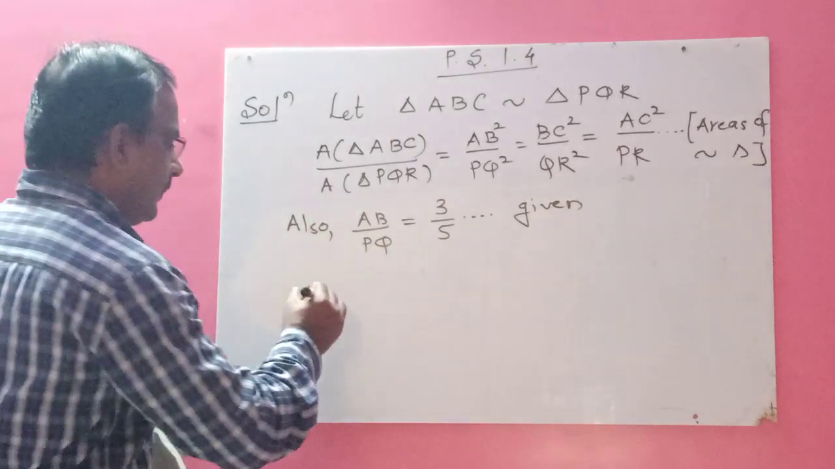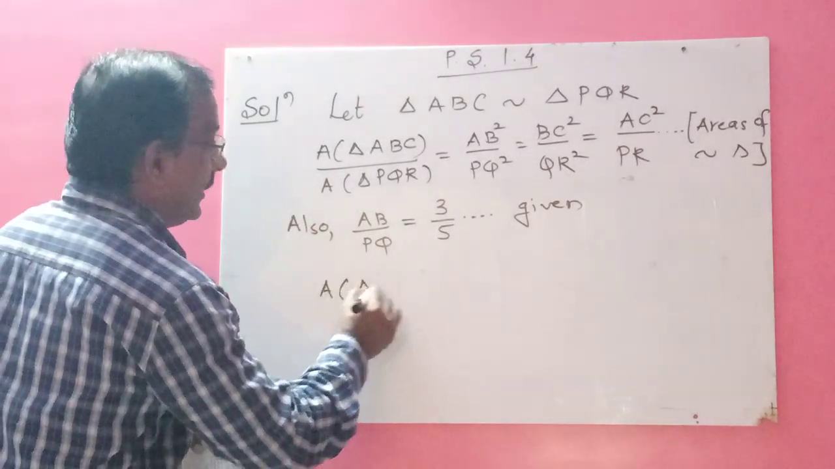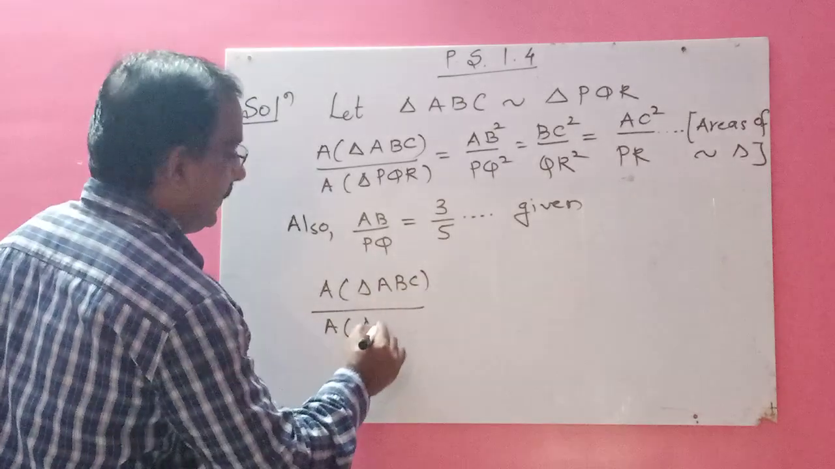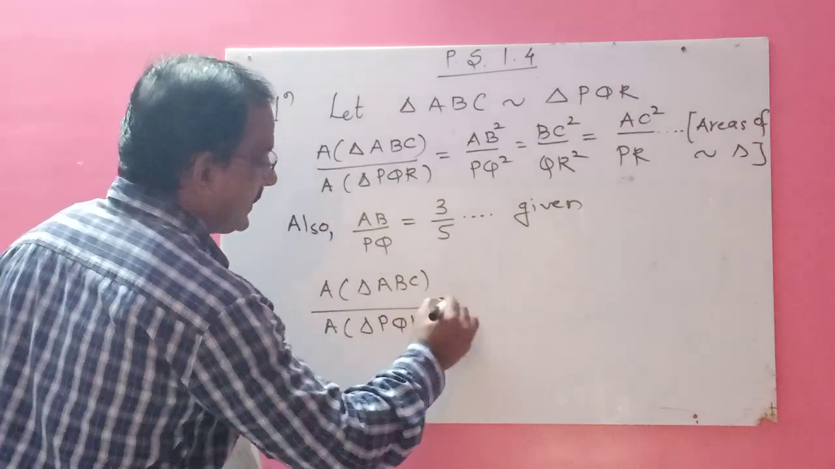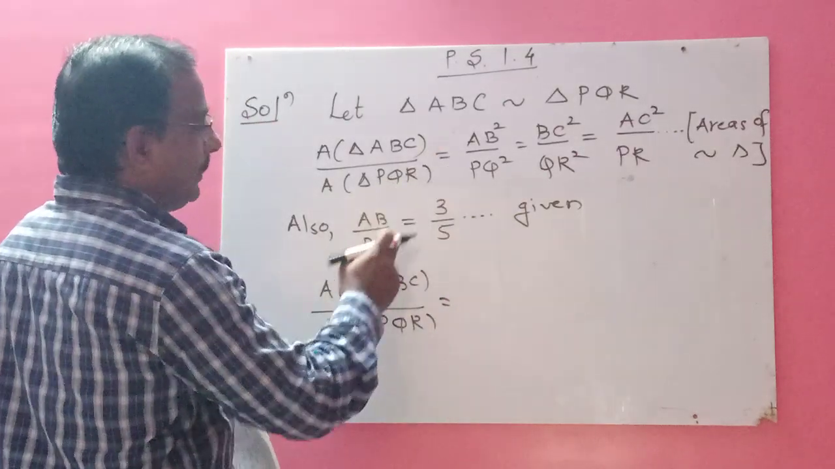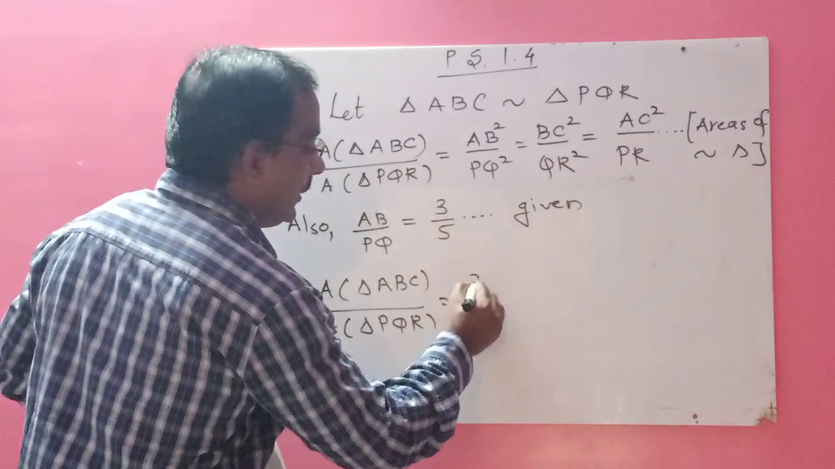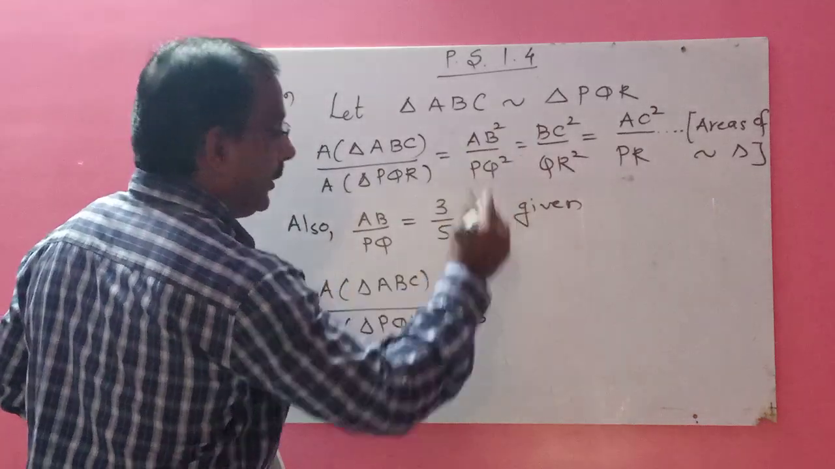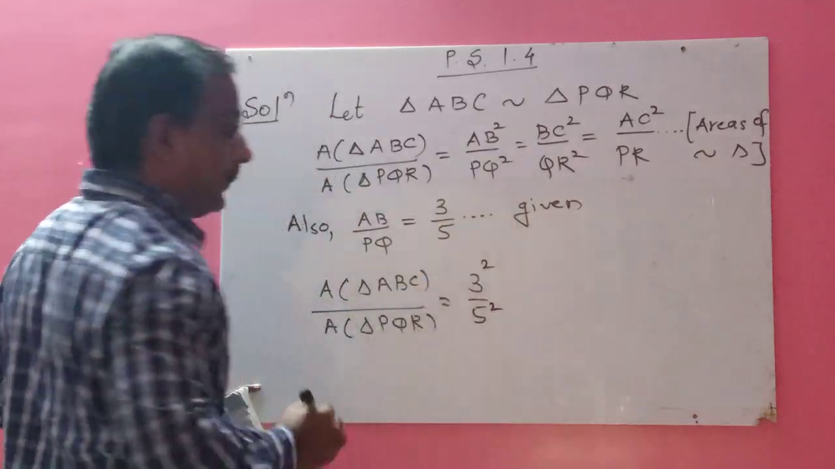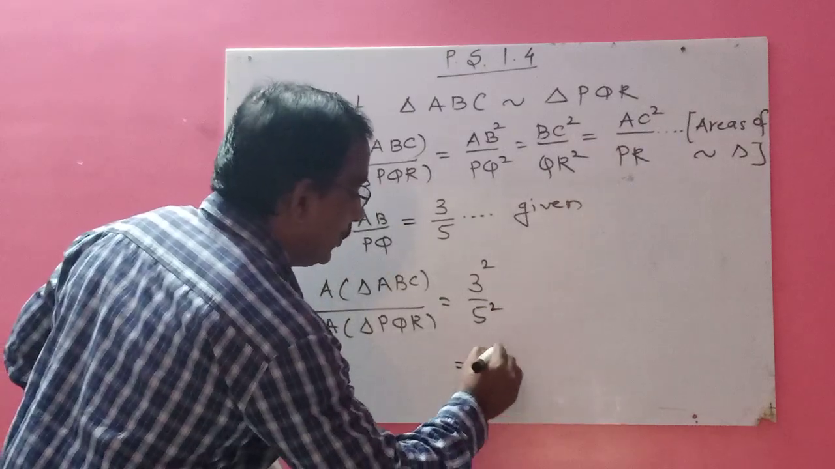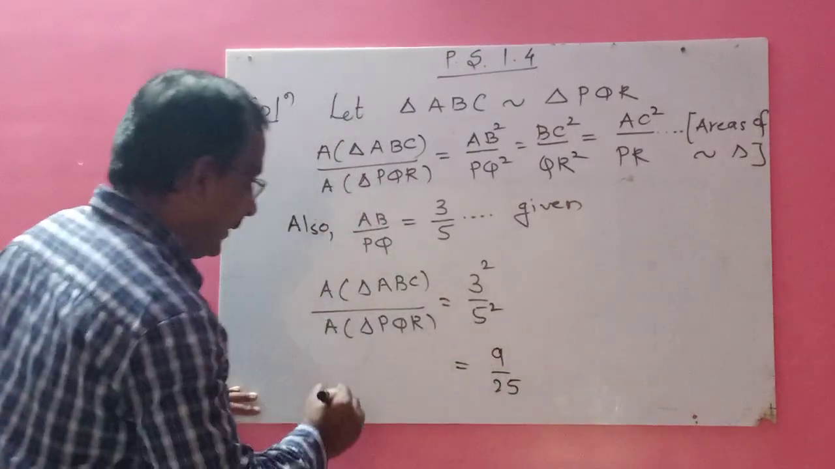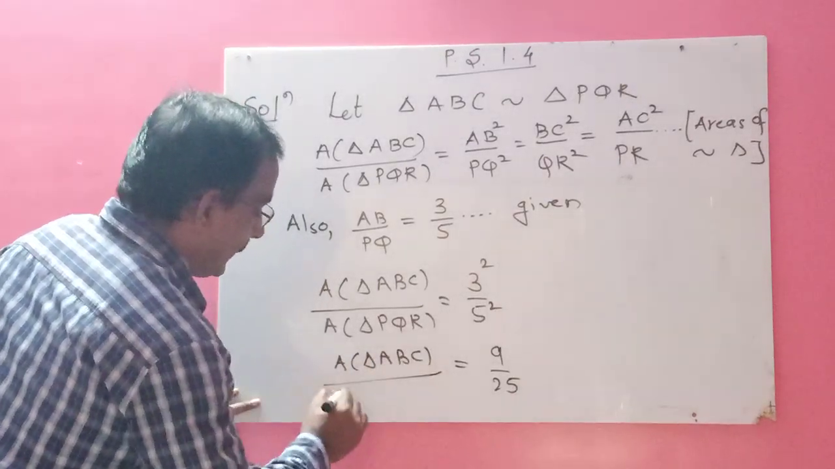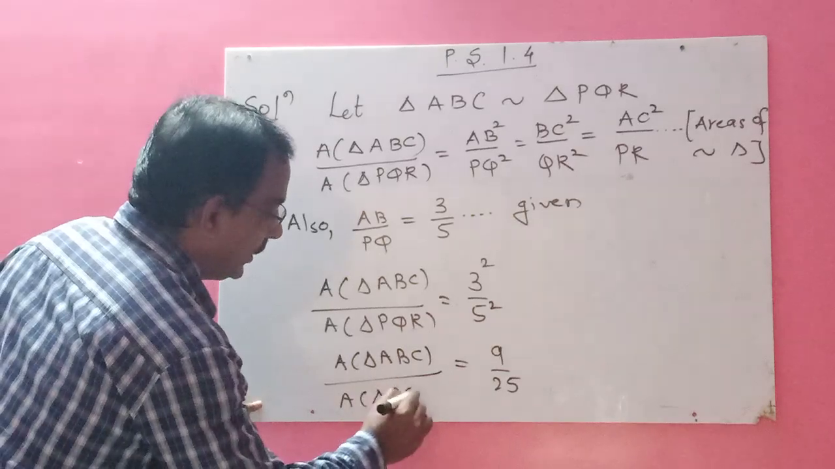Any one. So area of triangle ABC upon area of triangle PQR is equal to, see, AB upon PQ is 3 upon 5. Substitute here. It is 3 upon 5. AB square upon PQ square. So 3 square upon 5 square, which is equal to 9 upon 25. This is the ratio of area of triangle ABC upon area of triangle PQR.